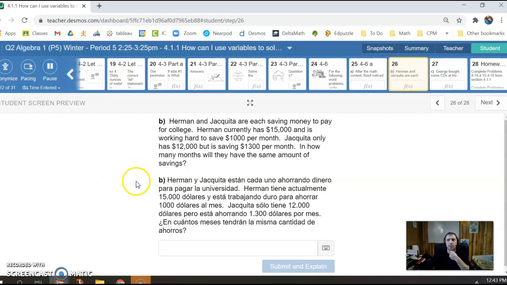Hey students, this is part 2 of Monday's lesson from 111. I wanted to look at the last two problems, and then we're going to look at the homework that was assigned today. So take a look at slide 26.